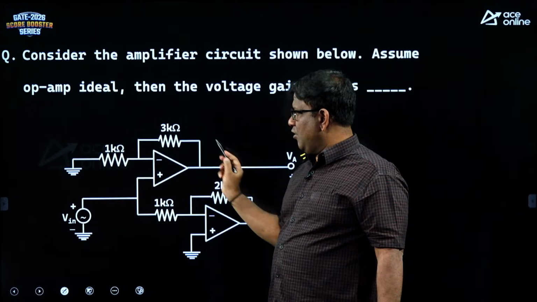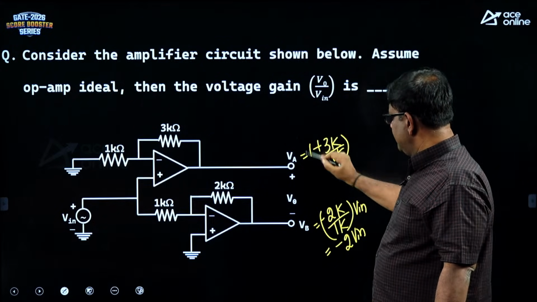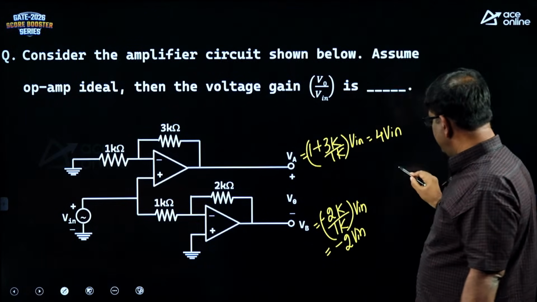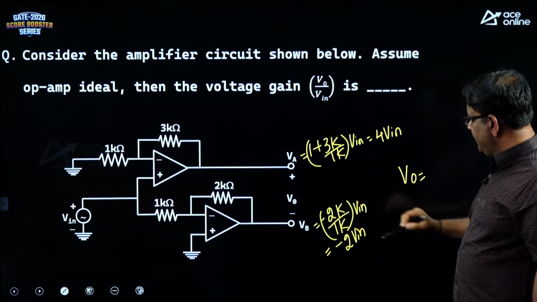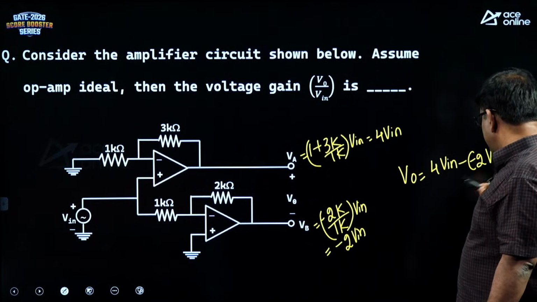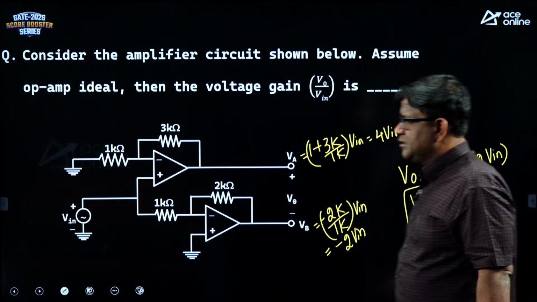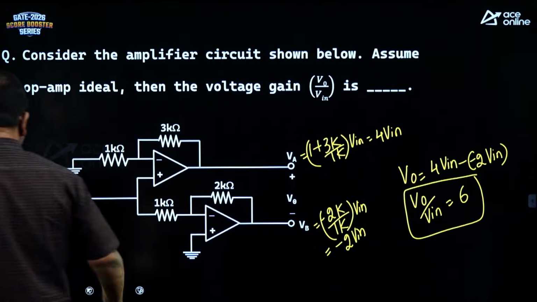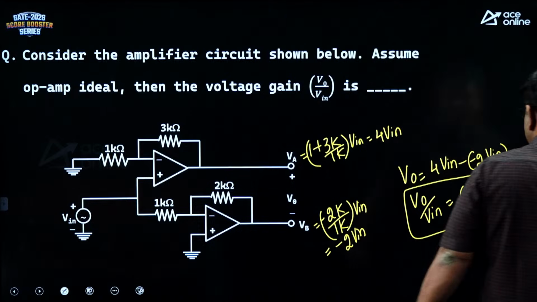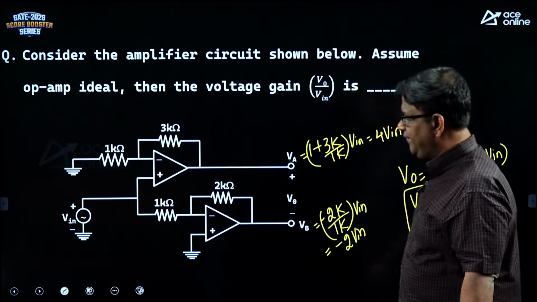Now the upper one is non-inverting, so it is 1 plus R2 by R1 times V in. It is going to be 4 V in. So what is V naught? V naught is simply the difference between the two, 4 V in minus of minus 2 V in. So your V naught by V in is 4 plus 2, which is 6. So these are standard formulas. One is the inverting amplifier, the other one is the non-inverting amplifier.